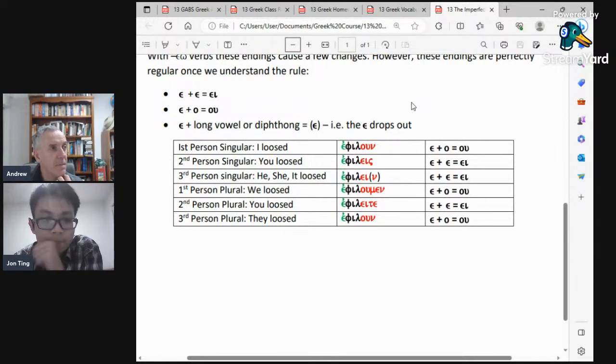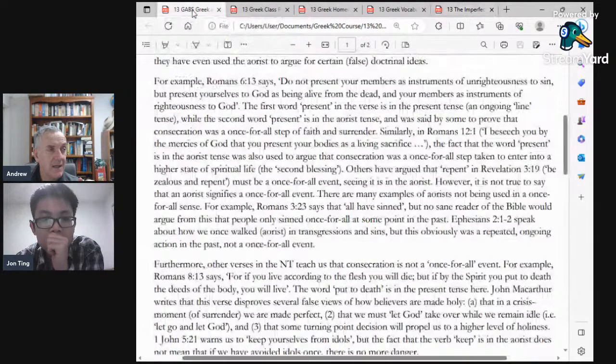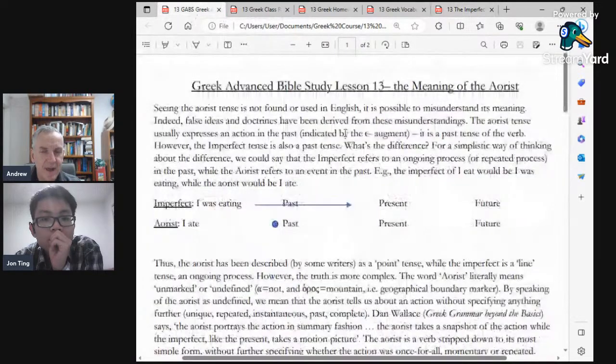Okay, now let's go straight to our advanced Bible study and think a bit more about the aorist, because the aorist is what we looked at last time, and it is the most important and most common vowel verb tense. I've been saying a number of times now that we've been thinking about it in a very simplistic way. So let's explain what it really is getting to, okay?